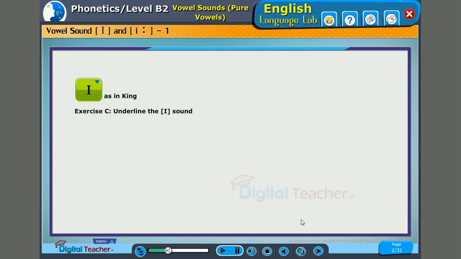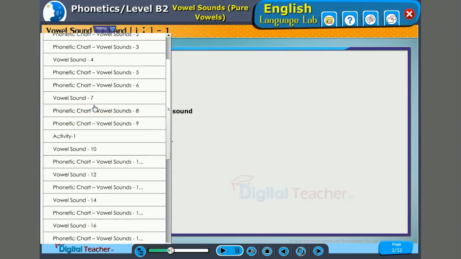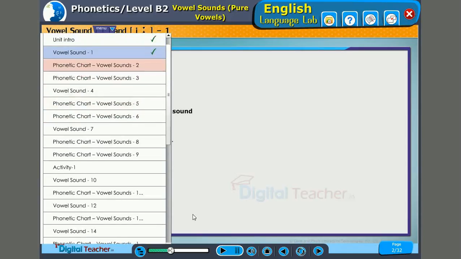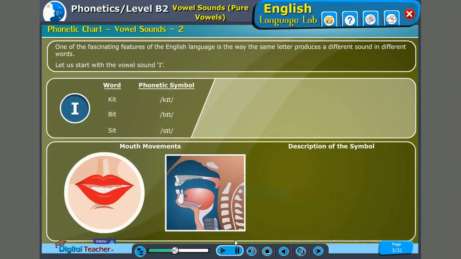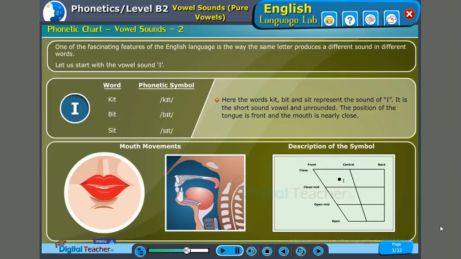Practice the sound with sentences. What is this? Bill went up the hill and fell ill. My little sister is sitting still. One of the fascinating features of the English language is the way the same letter produces a different sound in different words. Let us start with the vowel sound I. Kit, bit, sit. These words represent the sound I. It is the short vowel sound and unrounded. The position of the tongue is front and the mouth is nearly close.